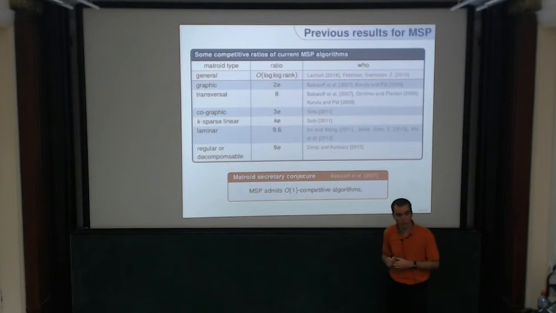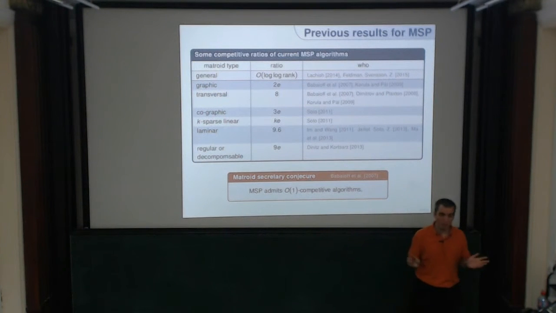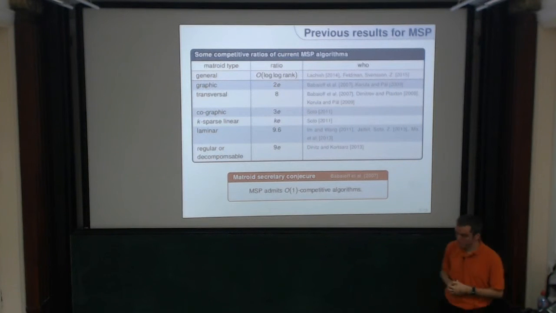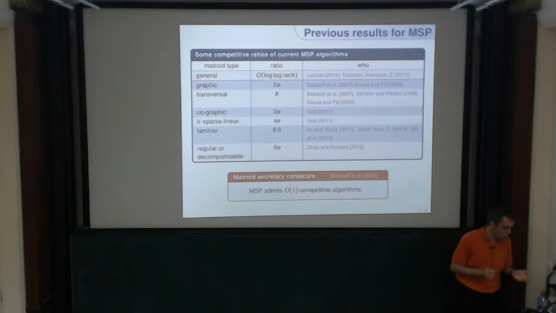Okay, so the big question, and this is a big conjecture, is whether there is a constant competitive algorithm for the matroid secretary problem. That's still wide open. For those algorithms with the log rank, I have no idea how they could be extended to constant competitive algorithms. People often call this now the matroid secretary conjecture.